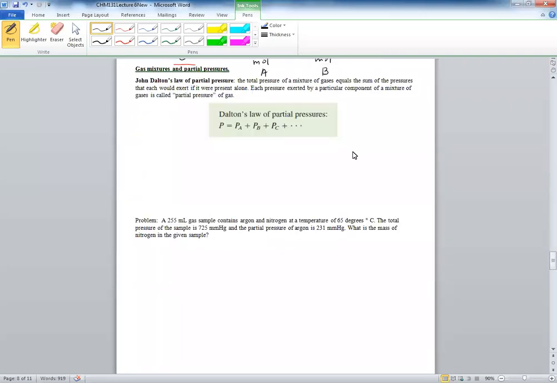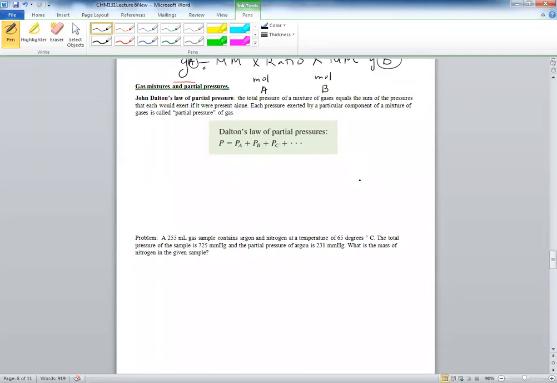Gas mixtures and partial pressures. So when it comes to gas mixtures and partial pressures, we have to work with John Dalton's law of partial pressure. Let's read the statement really quickly.